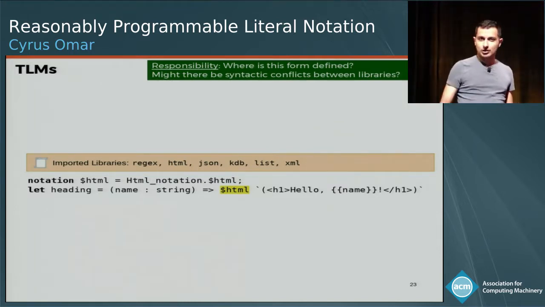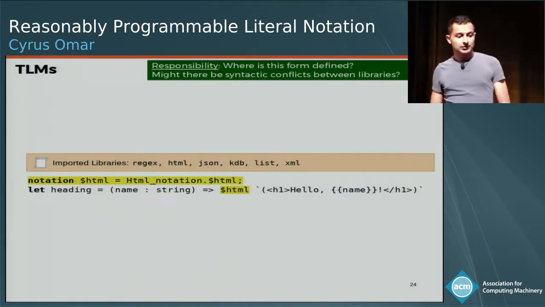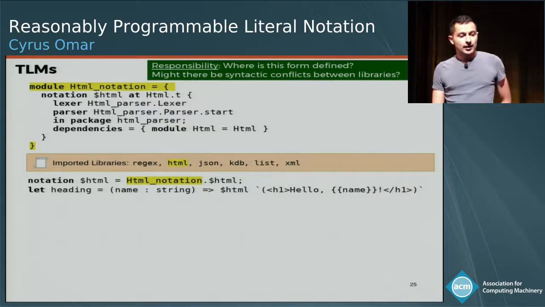So TLMs are part of the binding and scoping structure of the language. And so there's TLM abbreviations. That's an abbreviation. So lit HTML is actually equal to HTML notation.lit HTML. So it's just defined in this module HTML notation, which you can go to module in your editor or whatever and find that. And then in there is this notation definition. That's the definition of lit HTML.